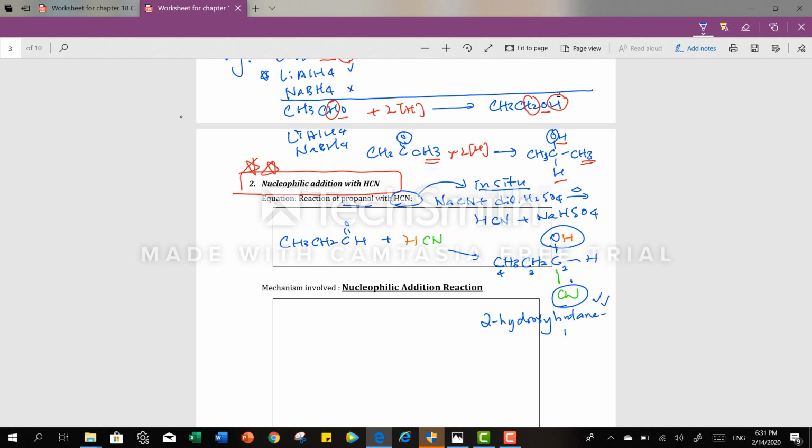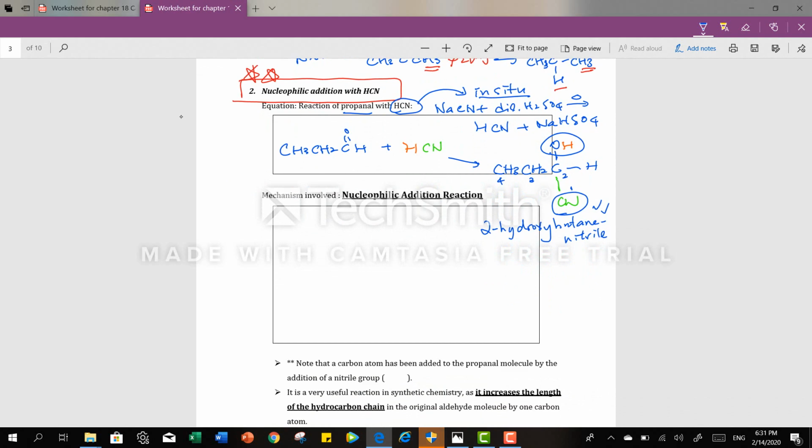Butyl nitrile, 2-hydroxy butyl nitrile. Okay? 好啦，now let me show you the mechanism of the reaction.